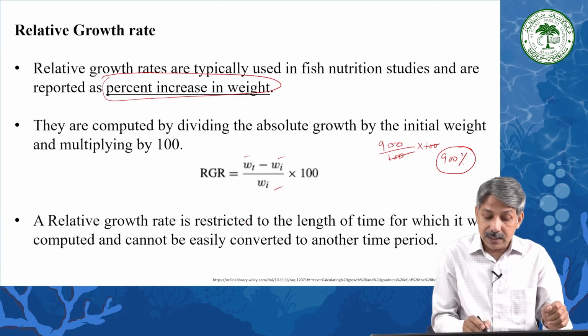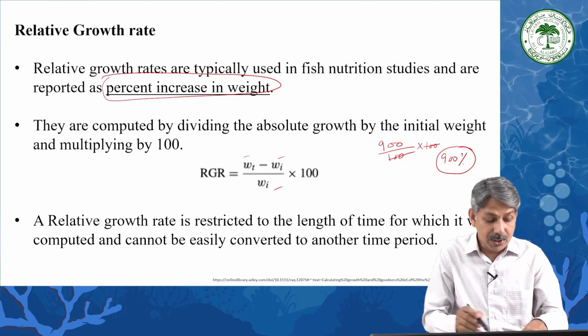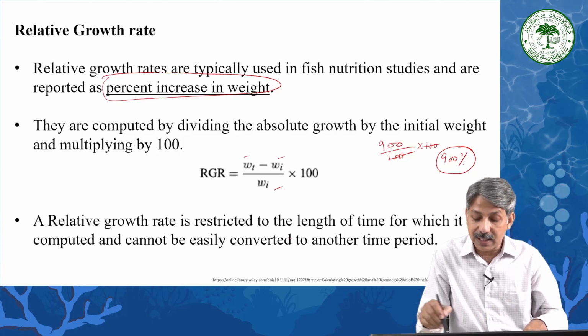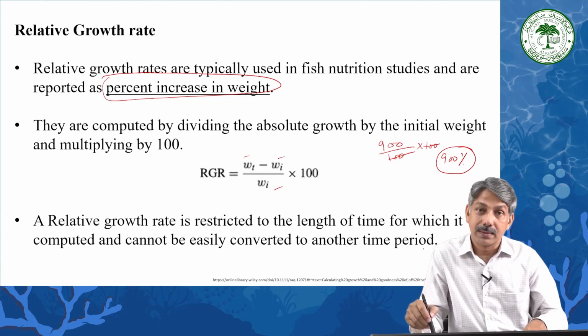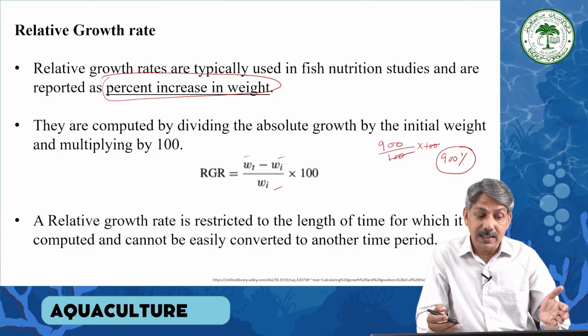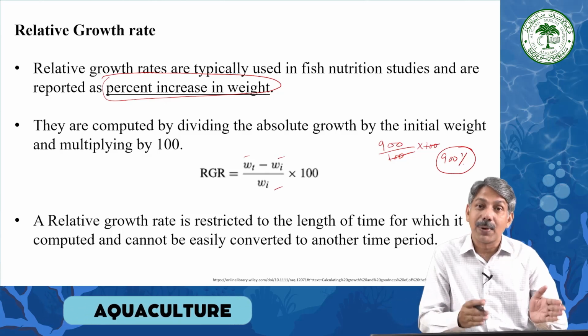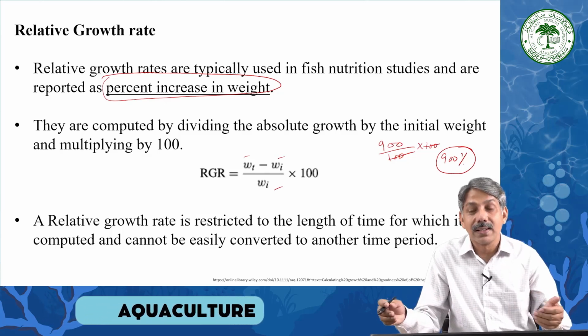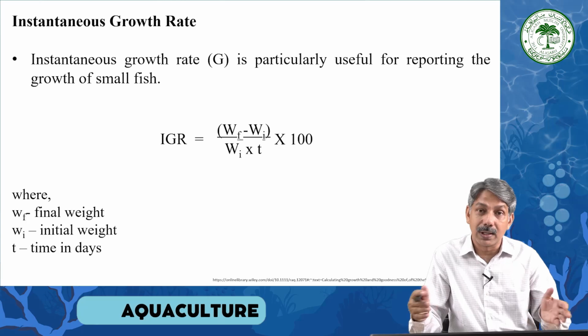A relative growth rate is restricted to the length of time for which it was computed and cannot be easily converted to another time period. Since in calculating this RGR you are not taking time into account, if you get the data on relative growth rate, you cannot apply the same data to see a trend on how the fish will perform over a different time period.